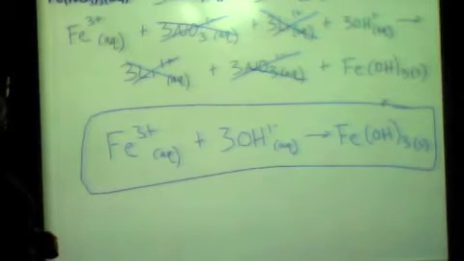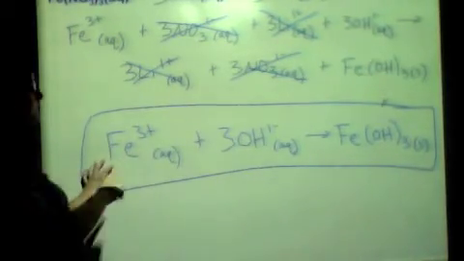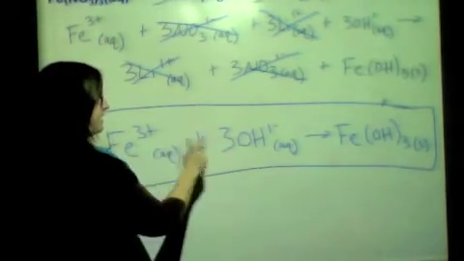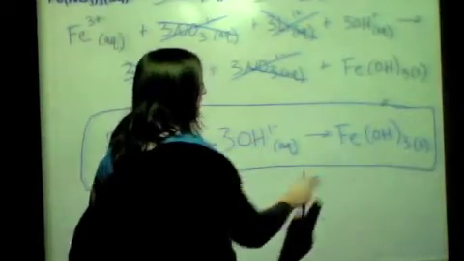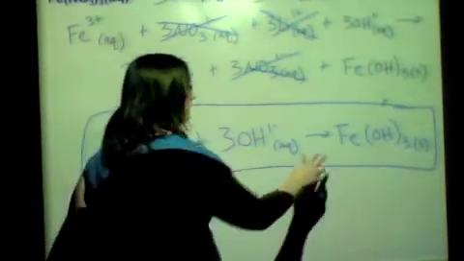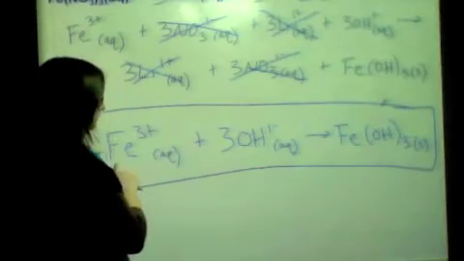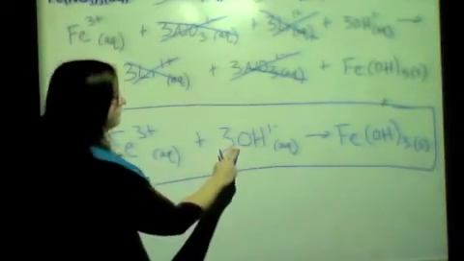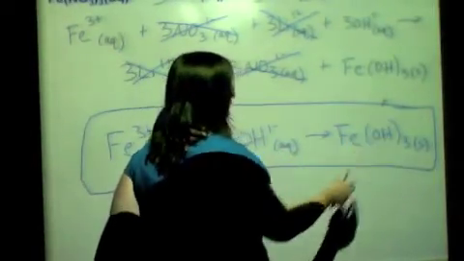Again, to double check yourself, look at that net ionic equation. These two ions should be what makes up the solid. Also, however many there are here should be here as well. So 1 iron and 3 hydroxides.